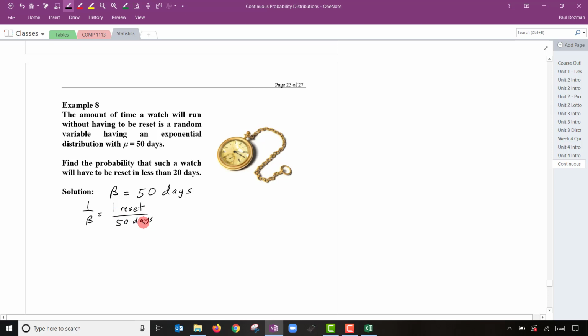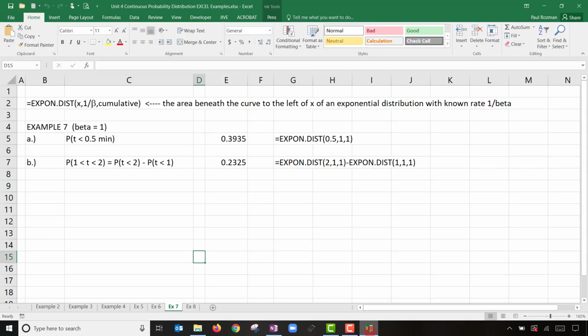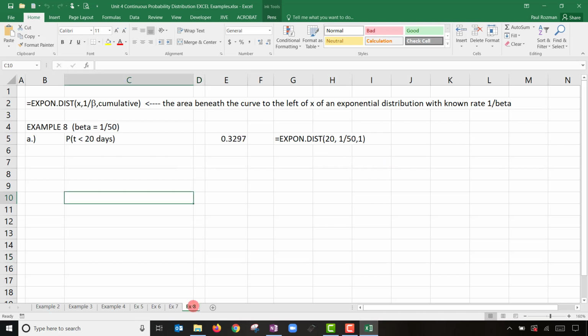And now we can just solve this thing. We want the probability that the time is under 20. So it's 1 minus e to the negative 20 over 50. I get 32%. 33%. Roughly 33% of the time we'd have to reset this thing in under 20 days. Probably don't need to look at the Excel for that, but there it is.